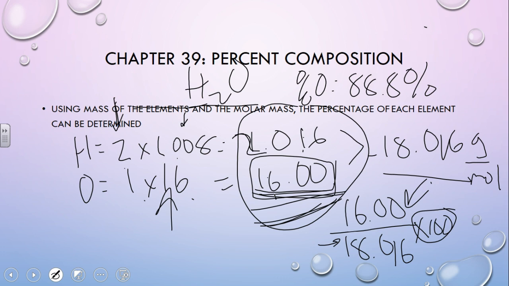So that's percent composition, and just as foreshadowing, just know that if we're given a percentage, we can also go back to the formula, and that's the fun way.